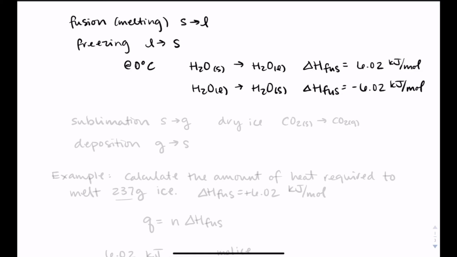You can also have a solid to a gas phase change. We call this sublimation when it goes from a solid to a gas. So the opposite, if it goes from a gas to a solid, we call this deposition. And dry ice is a good example of this. So dry ice gets the fog above it. That is just a solid piece of carbon dioxide turning into carbon dioxide as a gas.